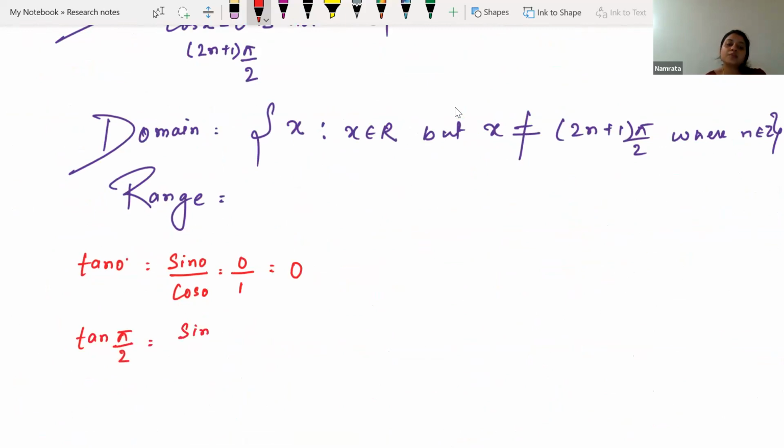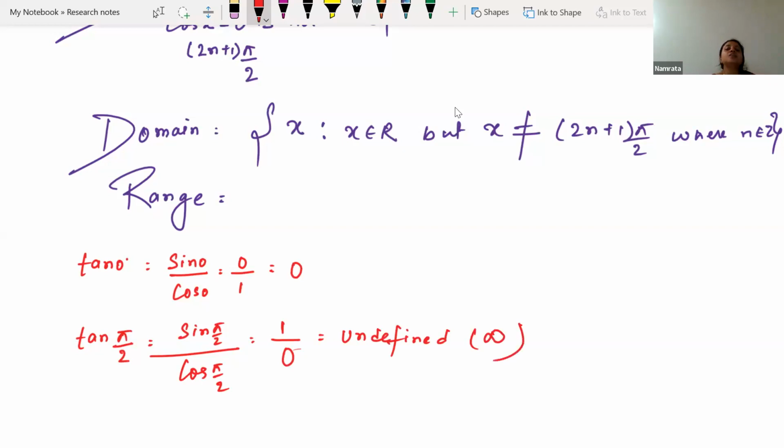It's sine pi by 2 by cos pi by 2, right? What is the value of sine pi by 2? Quickly, anybody please tell me. Sine pi by 2 value is 1. Cos pi by 2 is 0. So 0 in the denominator is called undefined, or it is also called infinity. So this undefined, we also write it as infinity. Okay, this is the infinity sign.